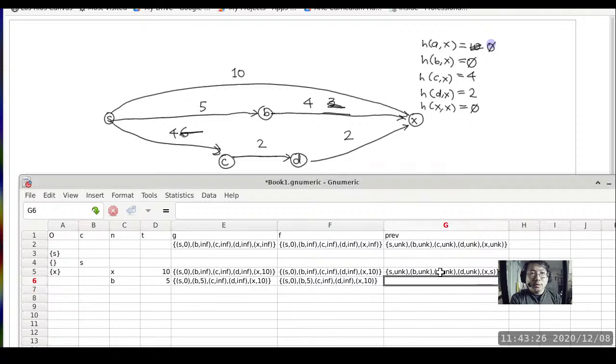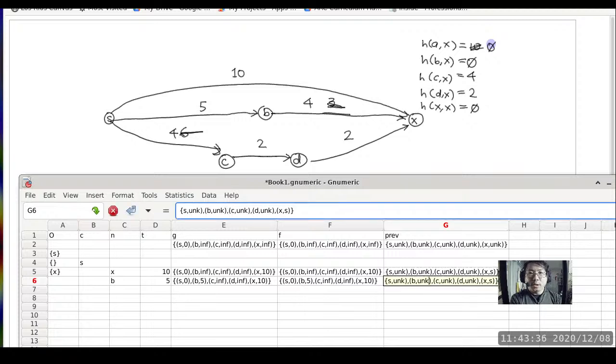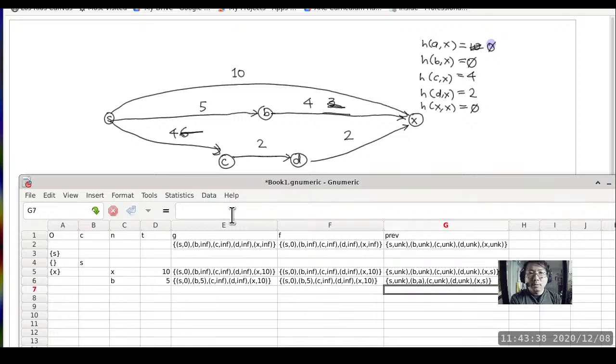The previous of B is going to be S. So the shortest path from the starting point to vertex B is going to be from vertex S. There we go. And we now have to add B to the set O because we just found a shorter path to vertex B. So everything after vertex B may have a shorter path at this point. And then we have one more. We have vertex C here.